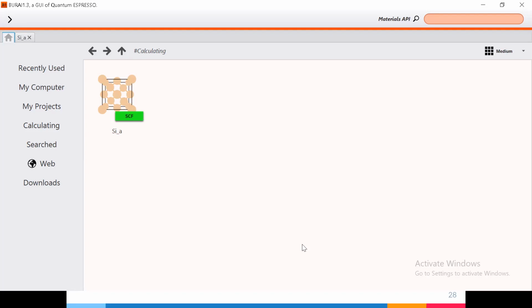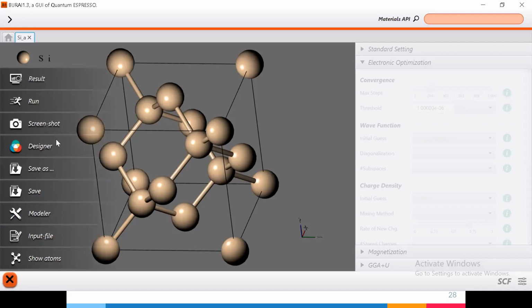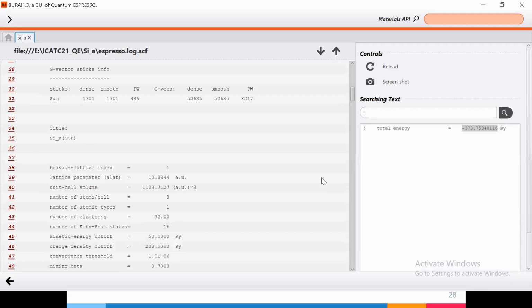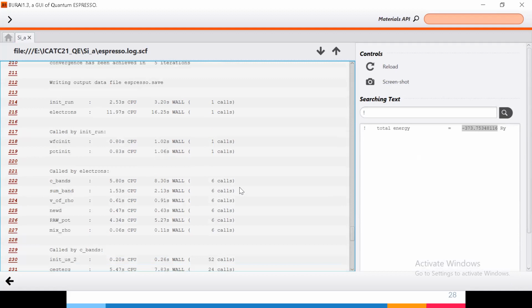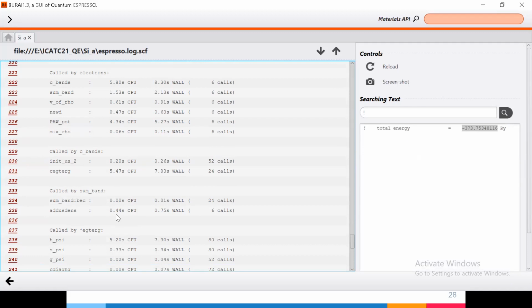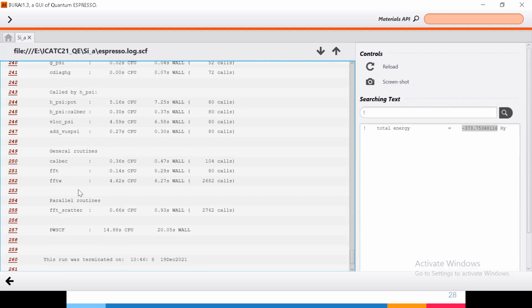You can also look at the time. I didn't look at the time, but the output file actually gives you the time. If you go right to the bottom, it gives you the time it spent on each of these steps. So convergence achieved in 5 iterations, and then it gives you the time. These are the wall times, the number of CPU seconds each of these routines took. And I think it gives a final one. It takes 14.88 CPU seconds and a wall time of 20.05, and was terminated at 10:46, 19 December. So all of this is recorded in here.